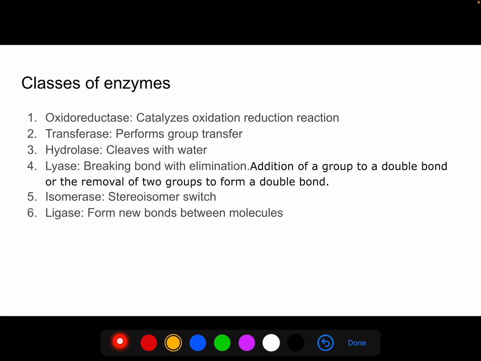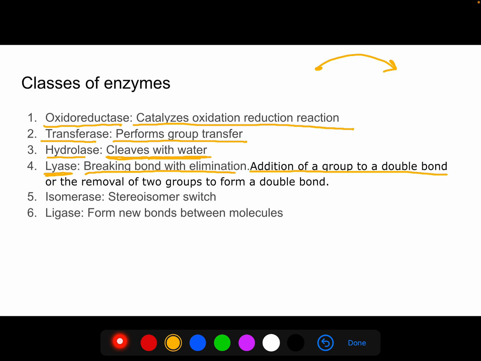Okay, there are classes of different enzymes doing all different kinds of jobs. There are oxidoreductases that catalyze oxidation reduction reactions. There are transferases that will perform group transfer. So that means you are taking one group, let's say a methyl group, from one molecule and transferring it to another one. That's a transferase. Hydrolase is a cleavage enzyme. It cleaves the molecule into two different molecules with water. Lyase, breaking bonds with elimination. So addition of a group to a double bond or removal of two groups to form a double bond is a job for lyase. Isomerase will make the stereoisomer switch. And the ligase forms new bonds between molecules.